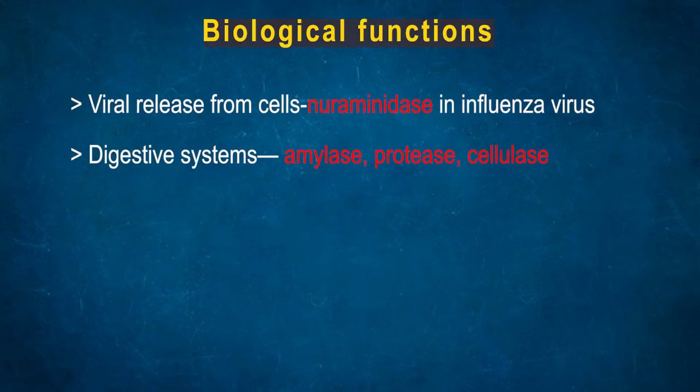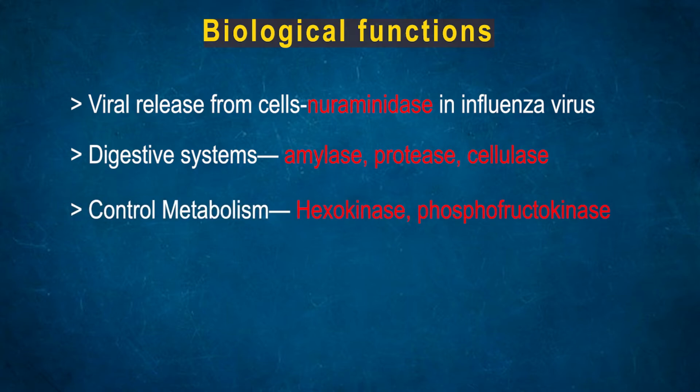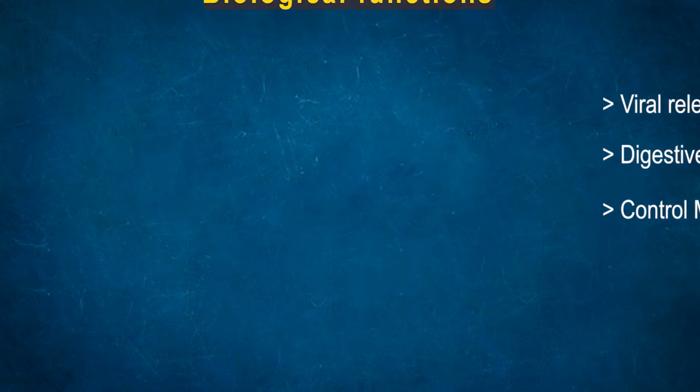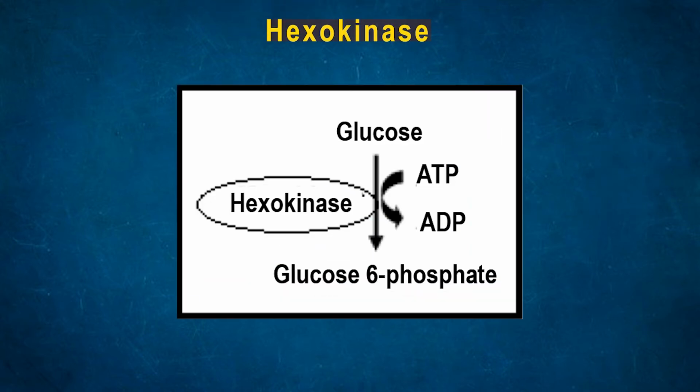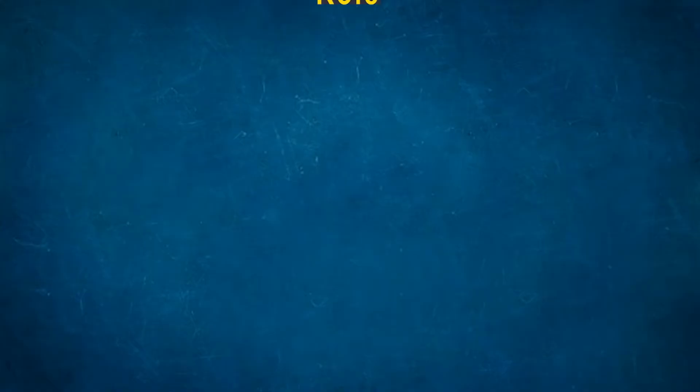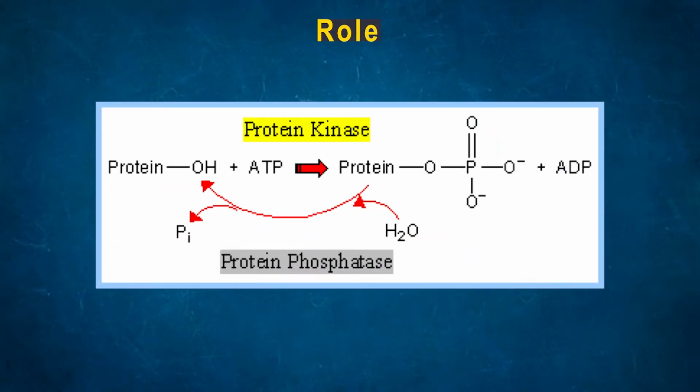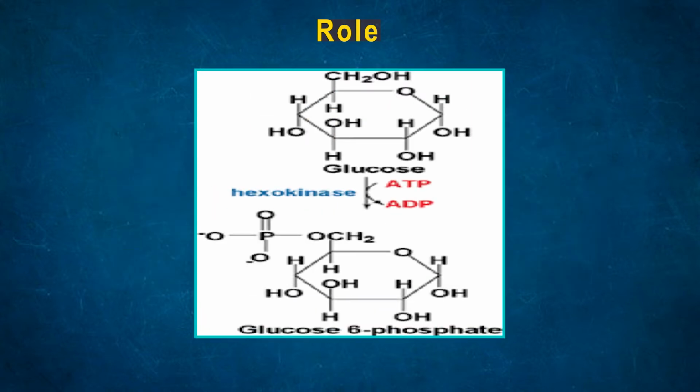For digestive purposes, we have amylase, protease, cellulase, etc. For ruminants, microorganisms synthesize cellulase. To control metabolism, for example, to phosphorylate glucose in glycolysis, we need the help of hexokinase and phosphofructokinase as well. When we talk about biological roles, protein kinase and phosphatase regulate signal transduction, and to regulate metabolism, hexokinase as well as phosphofructokinase are there.